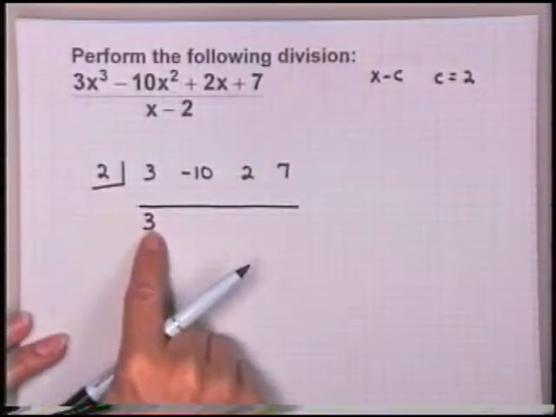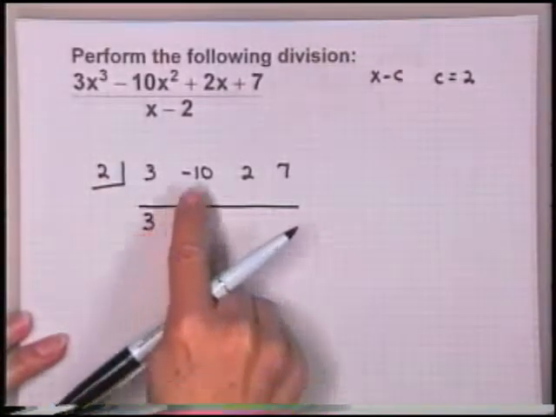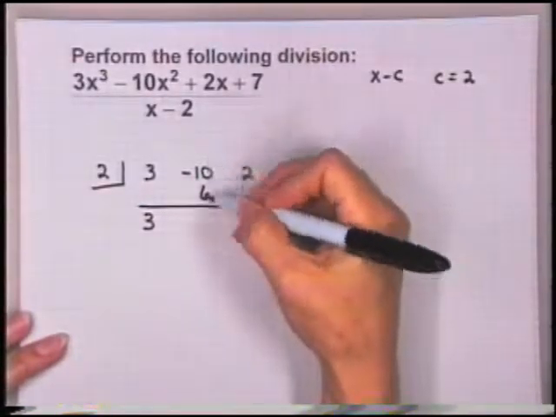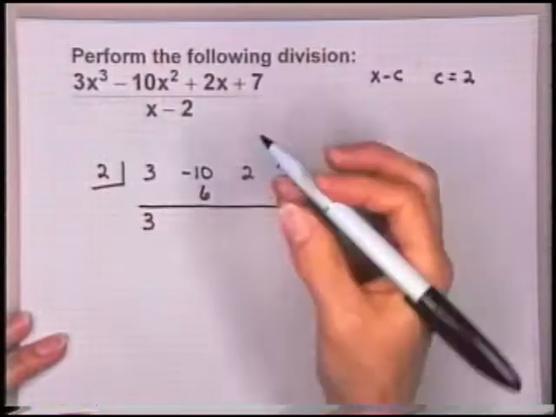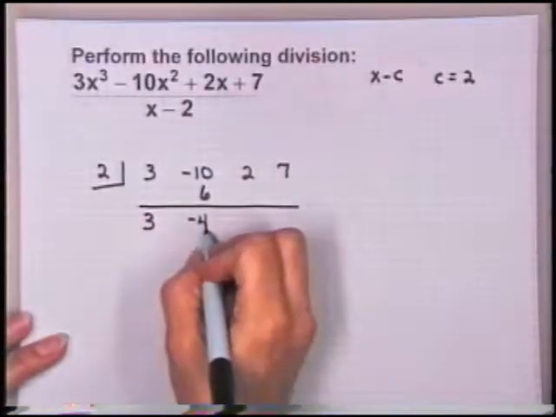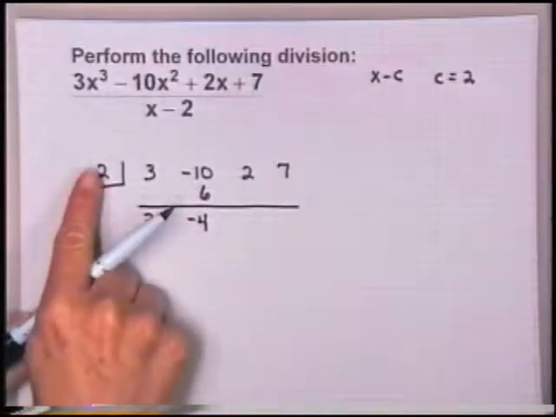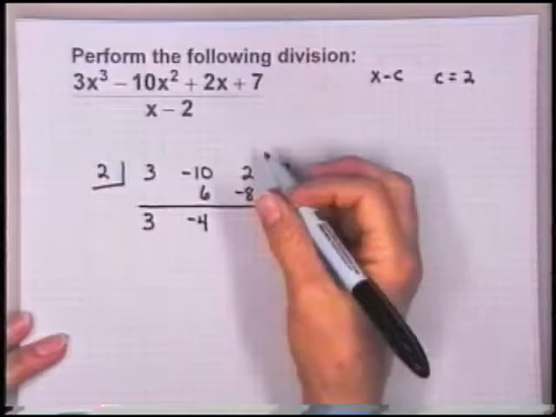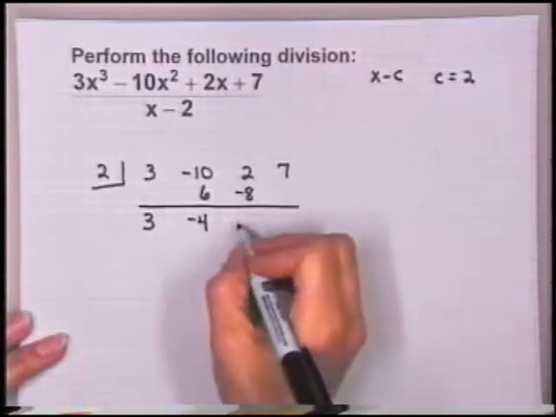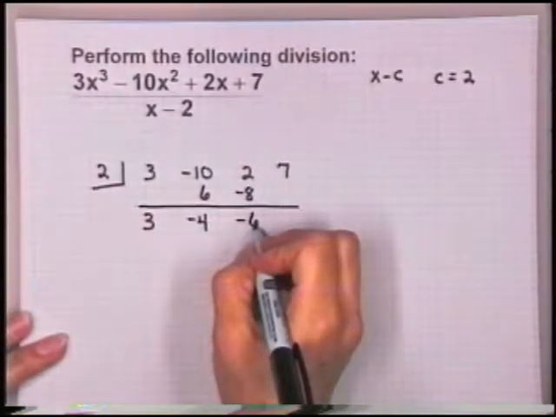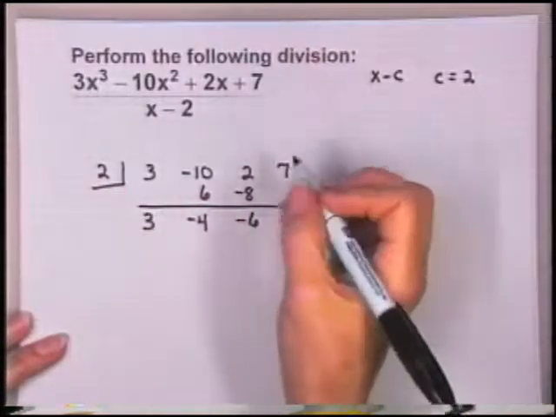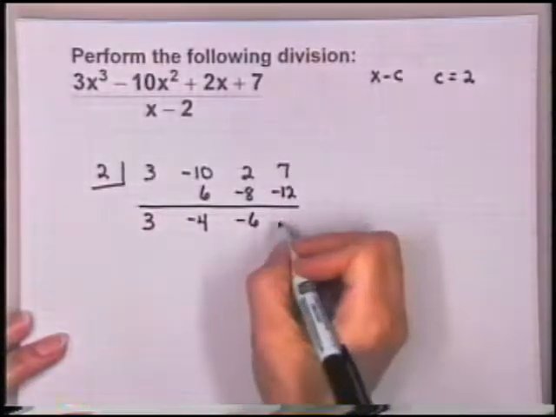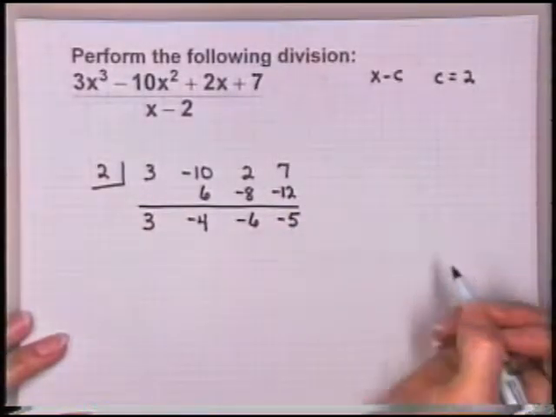Then we're going to multiply. 2 times 3 is 6. We're going to put that 6 up here under this minus 10 above the line, and we're going to add these. Negative 10 plus 6 is negative 4. Okay? Multiply again. 2 times negative 4 is negative 8. Put that negative 8 above the line. Add these together. We get negative 6. Multiply. 2 times negative 6 is negative 12. Put that up here. Add these. 7 minus 12 is a negative 5.